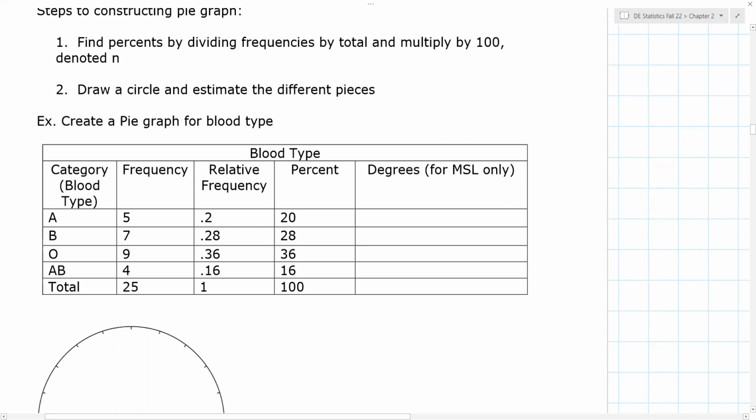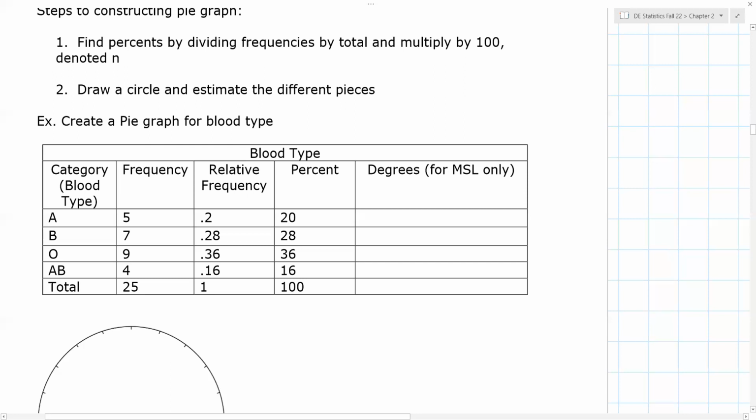There can be a question on the homework where they will ask you to say exactly how many degrees should be in each kind of part of the pie chart. So you won't have to do that on a test. You won't have to do that on homework, but it may pop up on your homework. And if you wanted to find out how many degrees, you multiply your relative frequency or the percent in decimal form by the number of degrees in the circle.